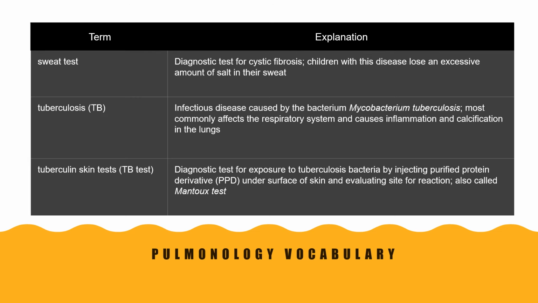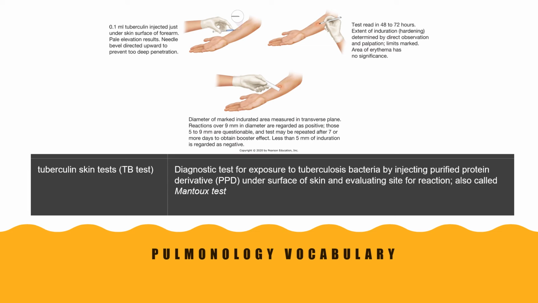Tuberculosis, abbreviated TB, is an infectious disease caused by the bacteria Mycobacterium tuberculosis. Most commonly affects the respiratory tract and causes inflammation and calcification of the lungs. A tuberculin skin test, abbreviated TB test, is a diagnostic procedure to detect tuberculosis bacteria by injecting purified protein derivative, PPD, under the surface of the skin and evaluating the site for a reaction. It's also called a Mantoux test.